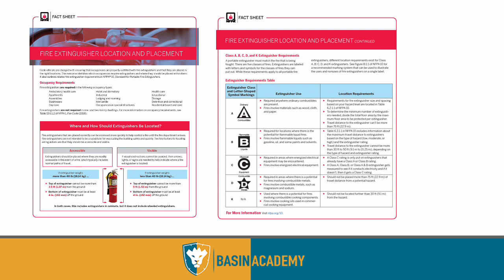This is a fact sheet that just shows you where the fire extinguisher should be located and what these markings mean. It goes through and explains pretty much what we're doing right now, but in a much smaller portion. You can get these as little cards. You see there at the bottom for more information, visit nfpa.org/10. You can find these cards there.